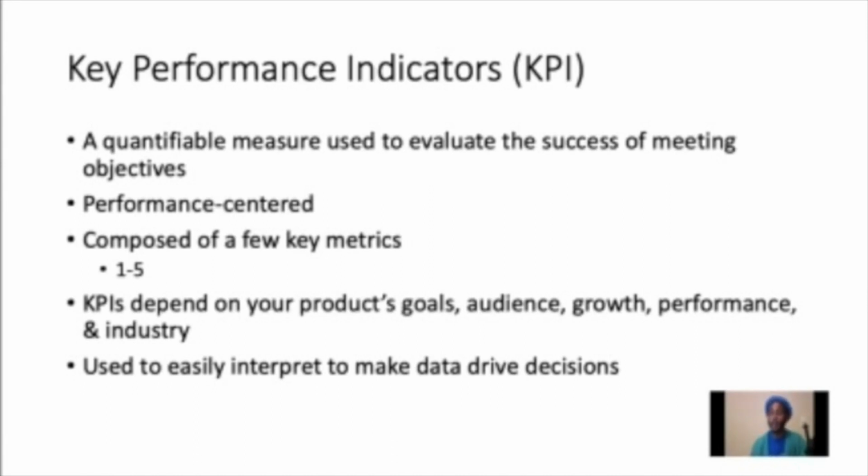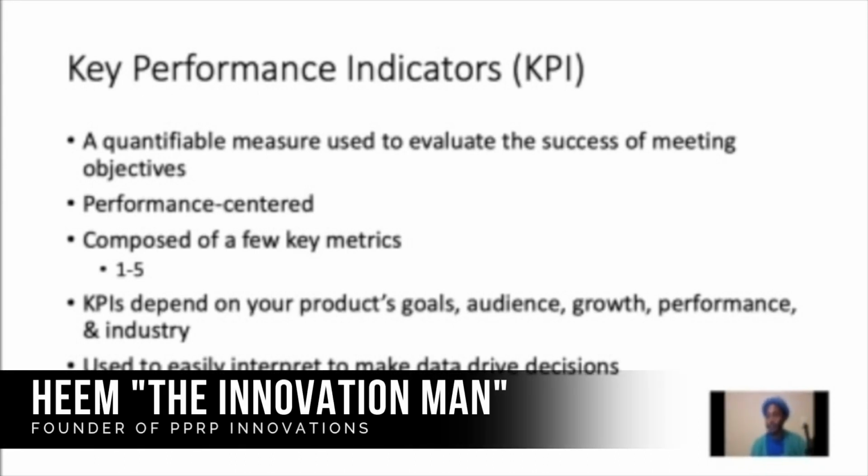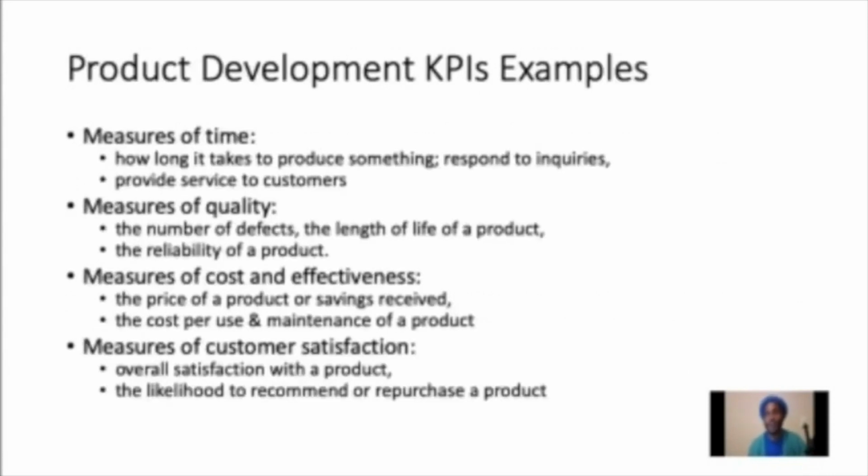But key performance indicators depend on your product's goals and this audience and this growth and this performance in this industry. So based off the types of goals and objectives that you've set for your product development process, the key performance indicators are what you use to measure the progress of those goals and objectives. All right, and the purpose of the key performance indicators is to generate them and to use them to help you easily interpret your information to make data-driven decisions about the direction of your product development process.